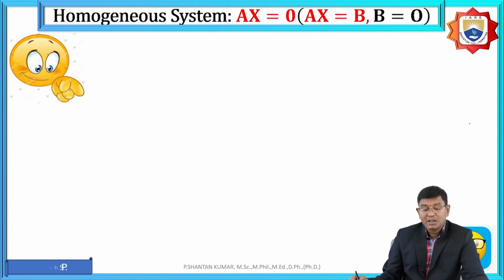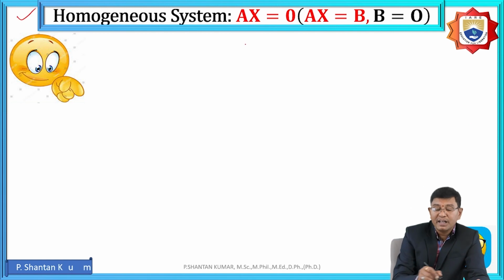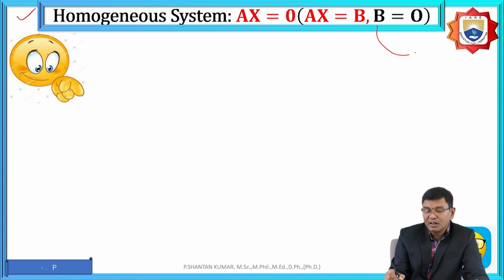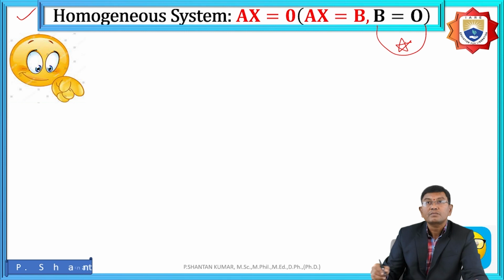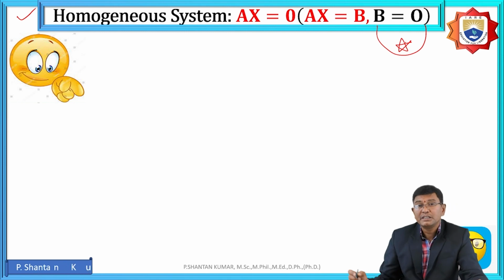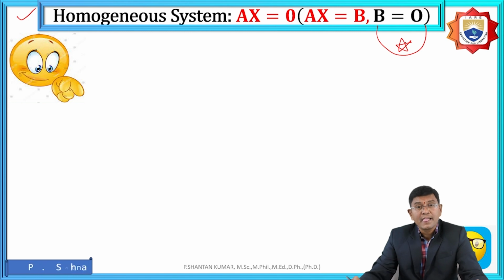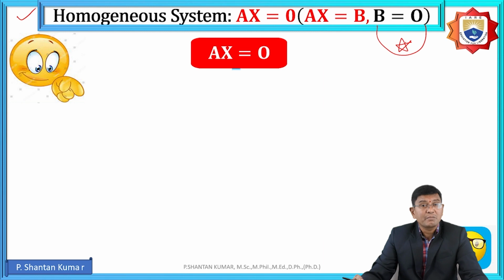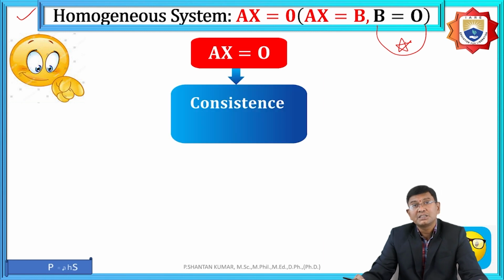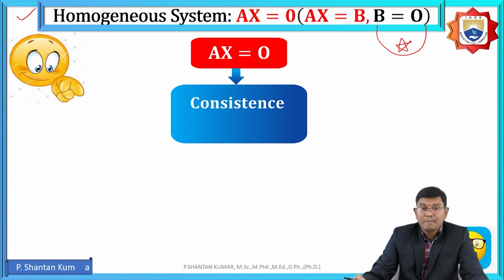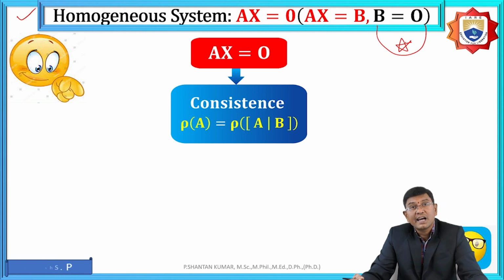And next one, what is the homogeneous system? The homogeneous system is clearly where B is equal to 0. That means there are no constant terms. This type of equations is called homogeneous equations. Under this, again we need to write the augmented matrix and find the solutions. All homogeneous equations are always consistent, and consistent means having solutions.